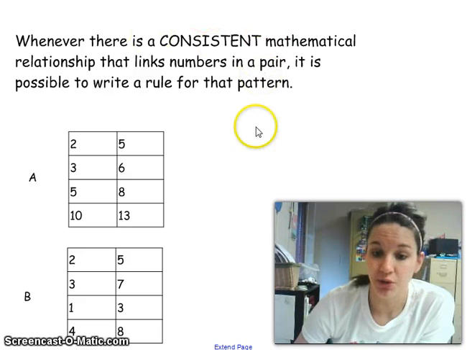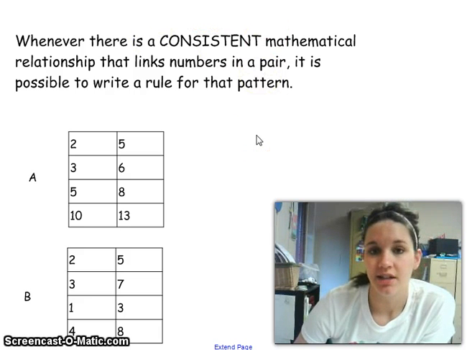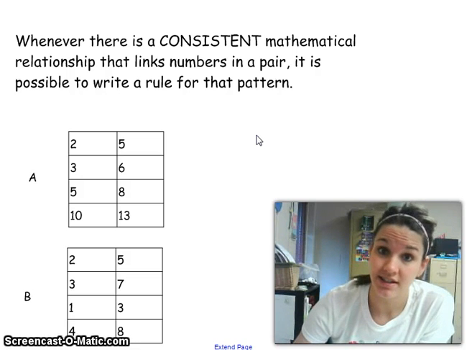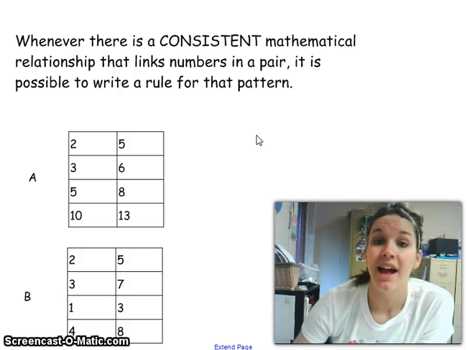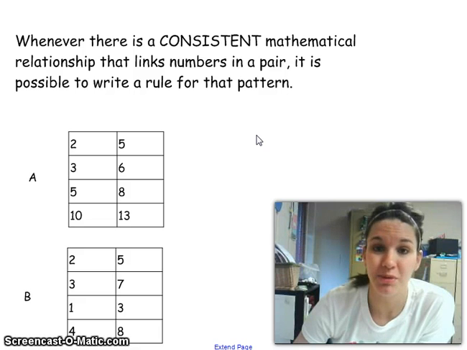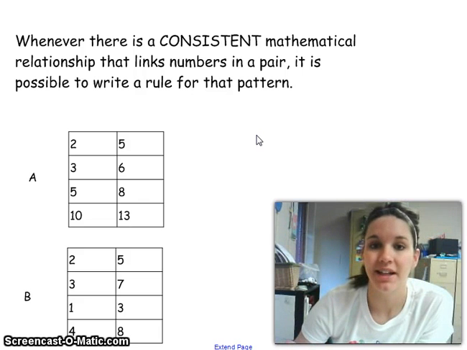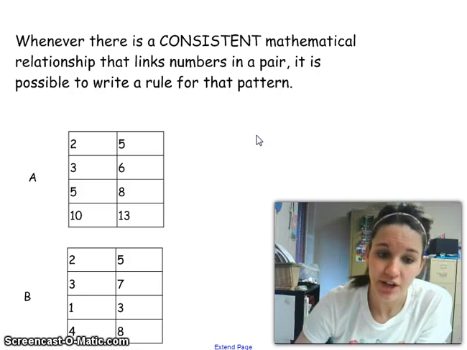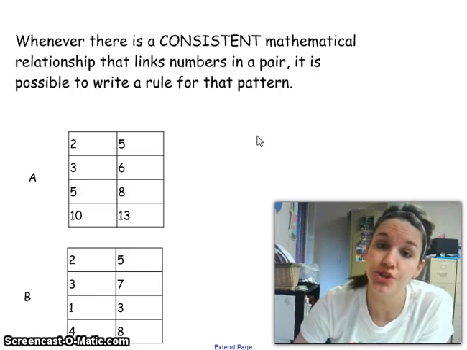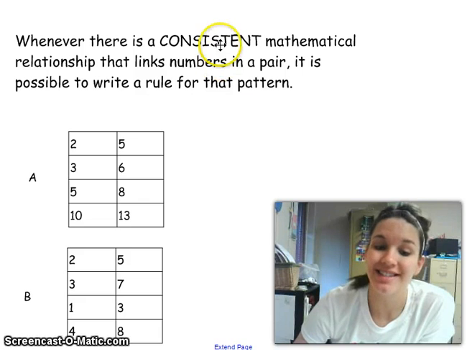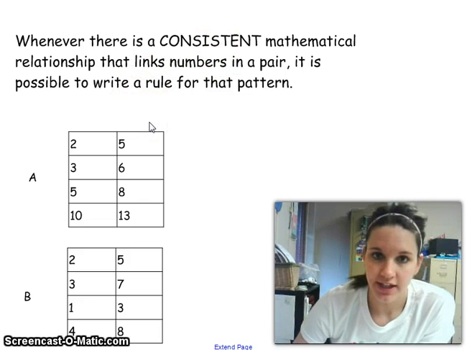Well, we need to really know what the word consistent means. Consistent means every single time. Doesn't mean sometimes it works, sometimes it doesn't, like the weather. Sometimes it's sunny, sometimes it's rainy. Consistent means every day. Think something consistent would be every day the sun comes up. Sometimes it might be behind the clouds, but every day the sun comes up. That's something that is consistent. So in order to be able to write rules for patterns, we have to have a consistent relationship that links numbers. If it's not consistent, it's not going to work.